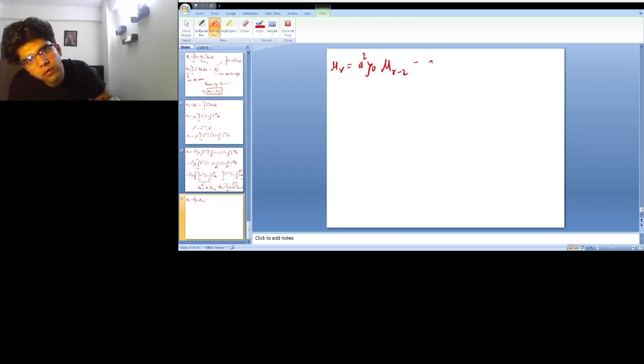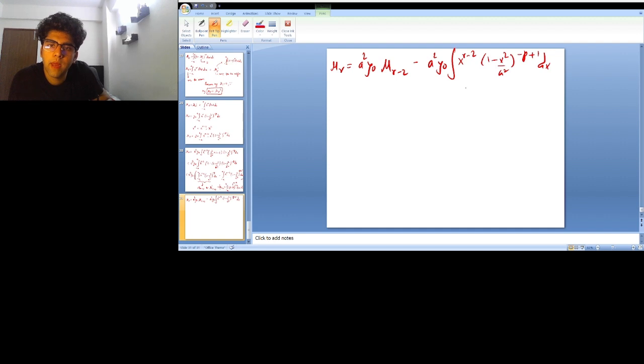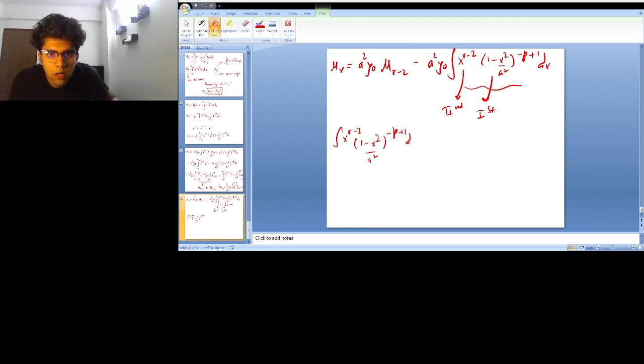And now we need to evaluate this expression. So I'll be applying ILATE here. Both of these are algebraic terms, so I'll be taking this as my first function and this as my second function. I'm just evaluating the second integral here, this part, so I'm not writing this whole expression or this a square y naught. So this will give me x to the power r minus 2 (1 minus x square by a square) to the power minus p plus 1 dx.